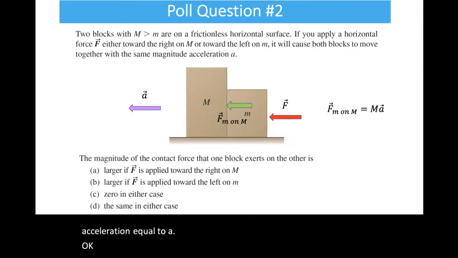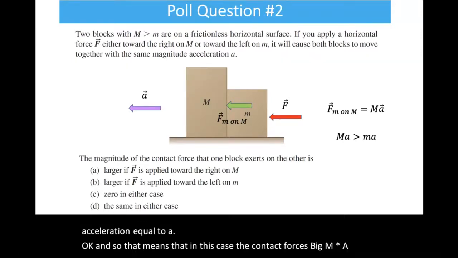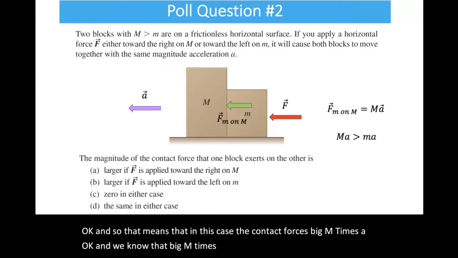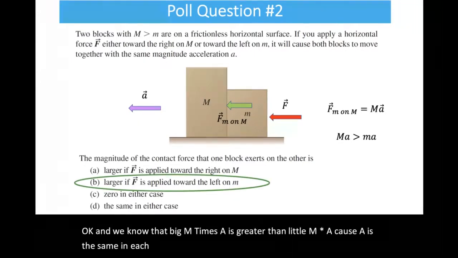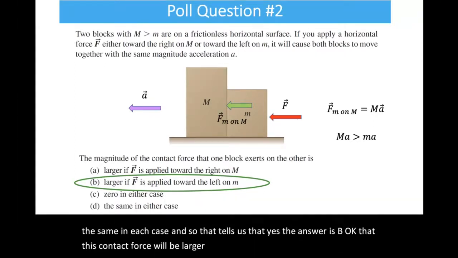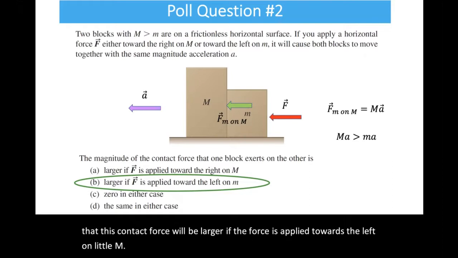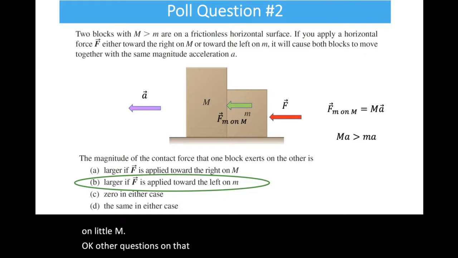It's going to cause big M to accelerate to the left now with an acceleration equal to A, okay? And so that means that in this case, the contact force is big M times A, okay? And we know that big M times A is greater than little m times A, because A is the same in each case. And so that tells us that yes, the answer is B, okay? That this contact force will be larger if the force is applied towards the left on little m. Okay, other questions on that one?